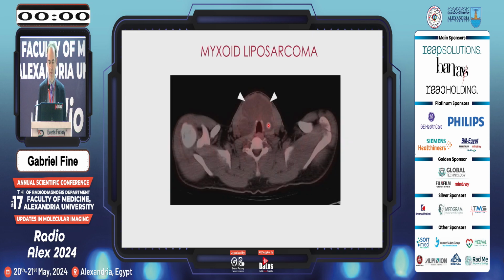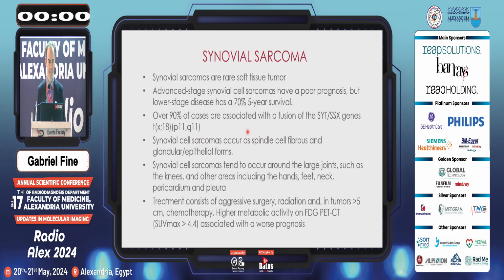This is a myxoid liposarcoma of the central compartment of the neck. Here you can see a cystic tumor in the central compartment. If MRI was done, you may see multiple loculations here. You can kind of make them out on the FDG PET-CT. And this really has that sort of multiloculated appearance.